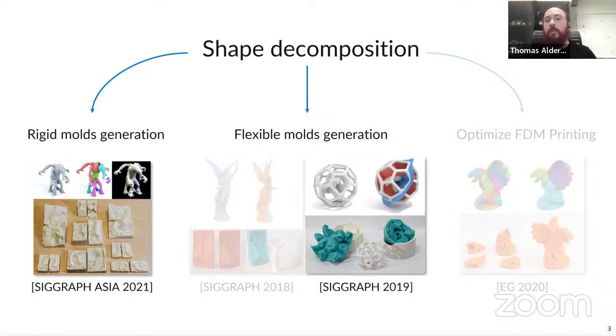Today, in this deep dive talk, I'm going to focus on two of my recent works. The first is about the automation of the design of rigid molds, and this method will be based, as you will see, on a numerical optimization approach. The second work I'm going to present today is about the automation of the design of composite flexible molds that we presented at SIGGRAPH 2019, that instead, as Marco introduced, relies on a purely geometric approach.